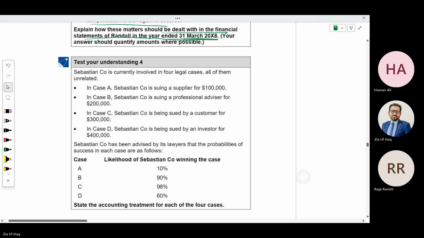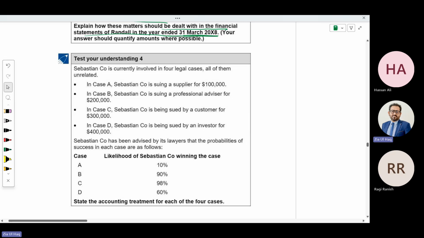That's your understanding. State the accounting treatment for each of the 4 cases. Good luck, everybody.